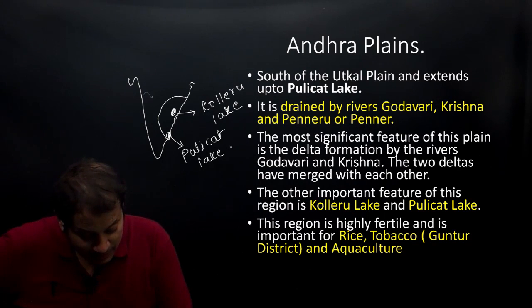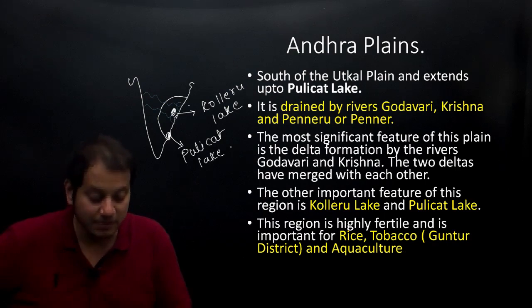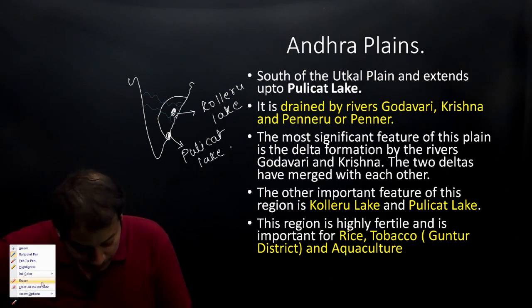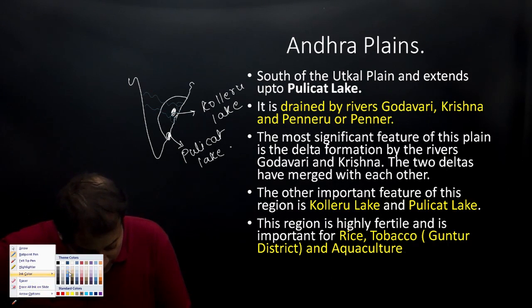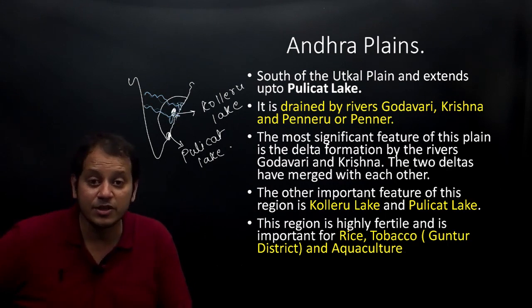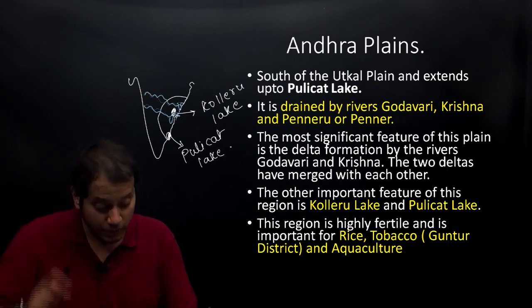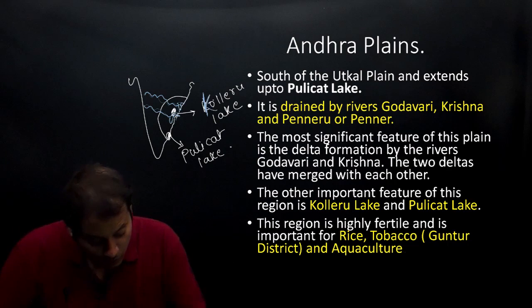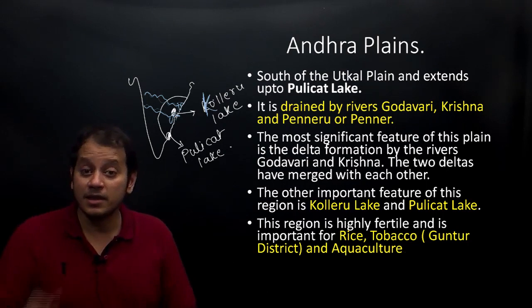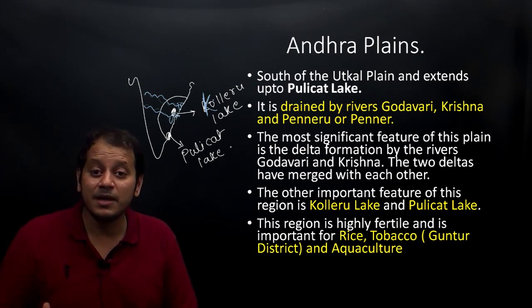You can see this region is drained by two important rivers, the second largest and the third largest rivers of India, that is River Godavari and River Krishna. Between the rivers Krishna and Godavari lies the Kolleru Lake. Kolleru Lake is the important feature, and to the southern part is the Pulicat Lake.